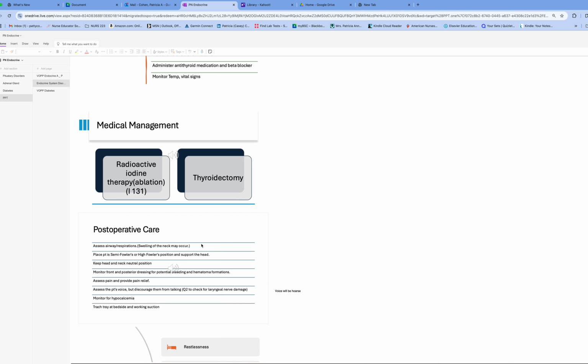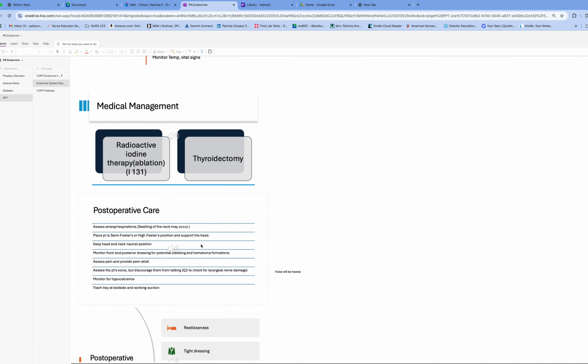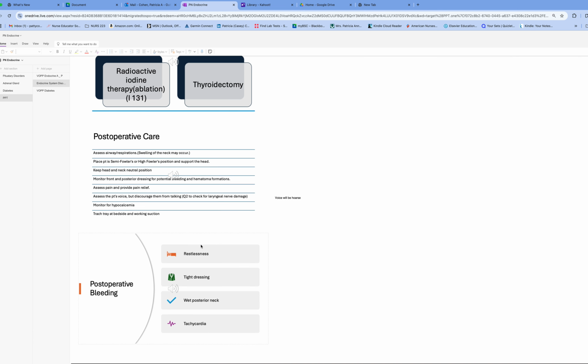All right. So post-op, if they have a thyroidectomy, remember swelling of the neck could occur, so you're worried about their airway. Put the patient in semi-Fowler's or high Fowler's and support their head. If they complain of a wet neck or a tight dressing, it could mean they're bleeding. Patients usually have JP drains, so make sure those are to self-suction. Keep the head in a neutral position, okay? And you want to help them if they have to move their head. You want to support it if they're turning to their side, etc.